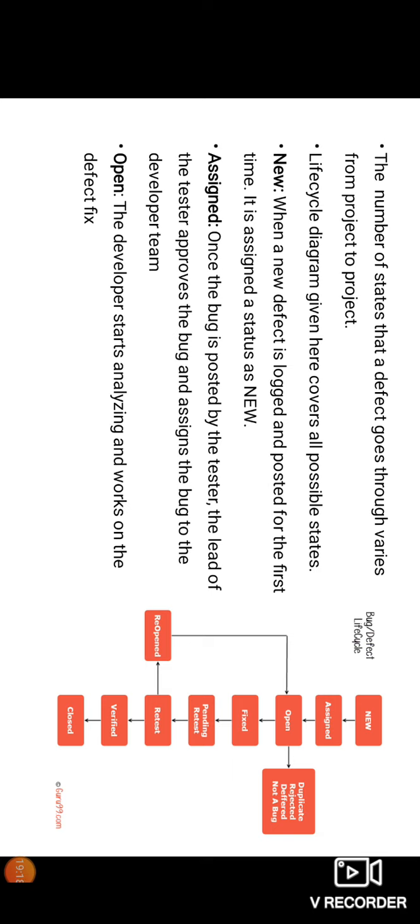Okay, when a defect is first identified, it is in the new state. Once it is assigned to a development team by the testing head, it happens to be in the assigned state. And when the development team has started working on the defect in order to fix it, the defect will be in the open state.